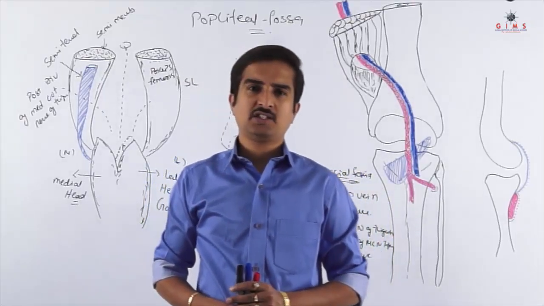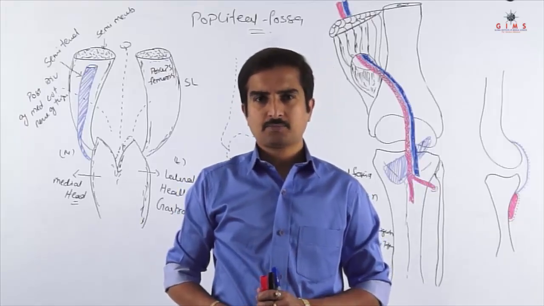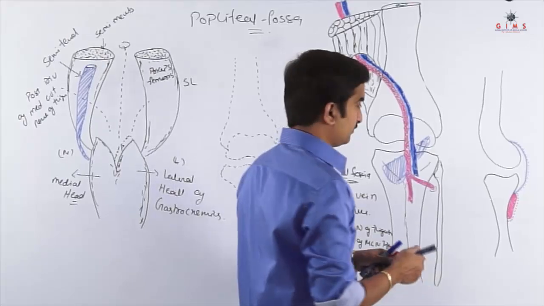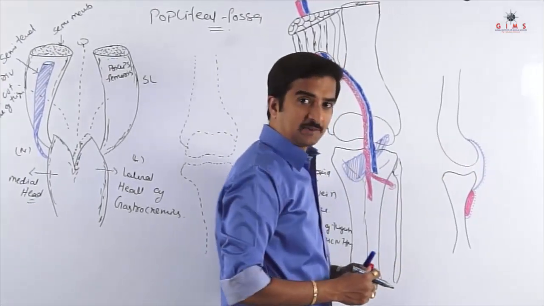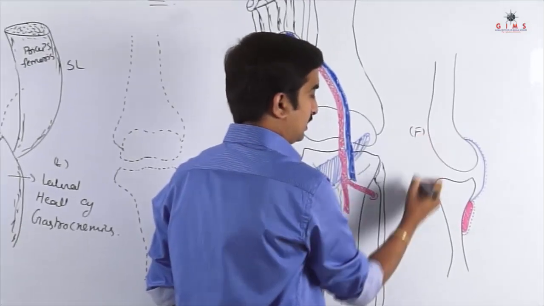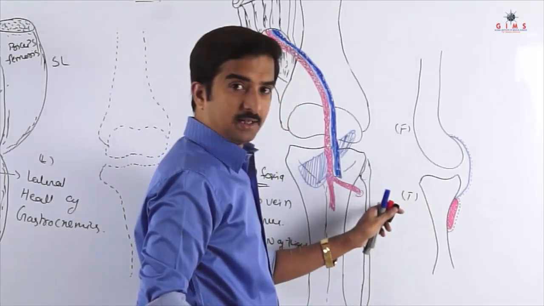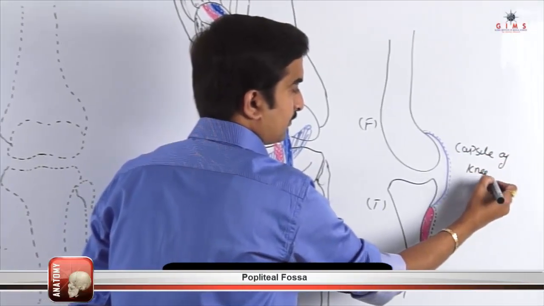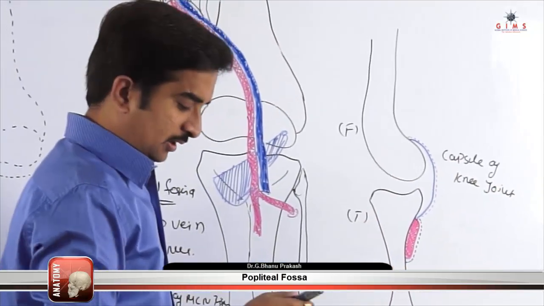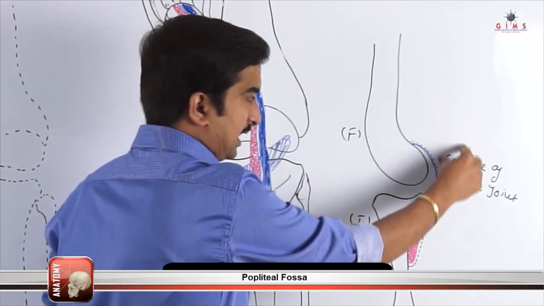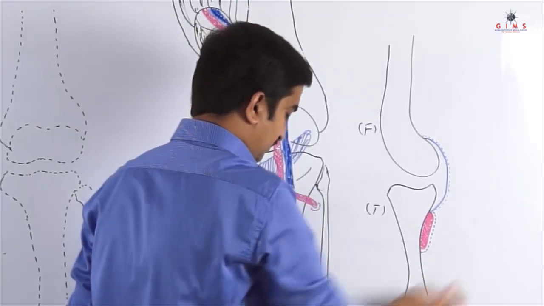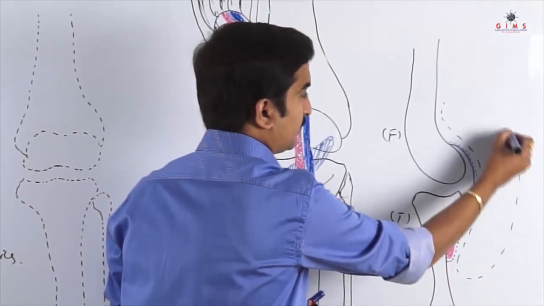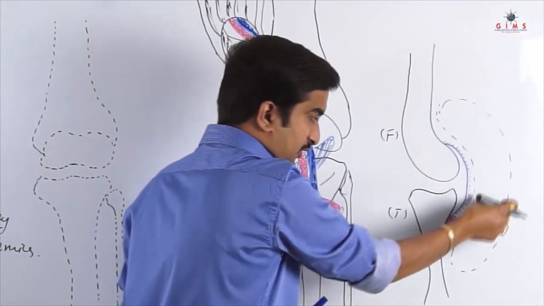Next we will see what are the structures which form the floor of the popliteal fossa. If you see this structure here, this is the femur. You are seeing the knee joint from the lateral aspect. This is the femur and this is the tibia. This is the capsule of the knee joint. So if you see the popliteal fossa, this entire area is the popliteal fossa, right? From the lateral aspect, this is the area which forms the popliteal fossa.